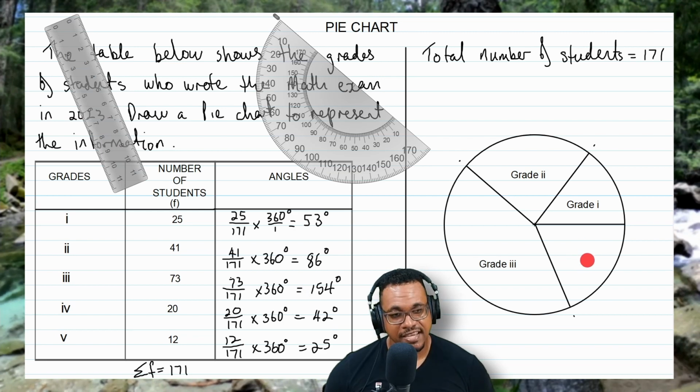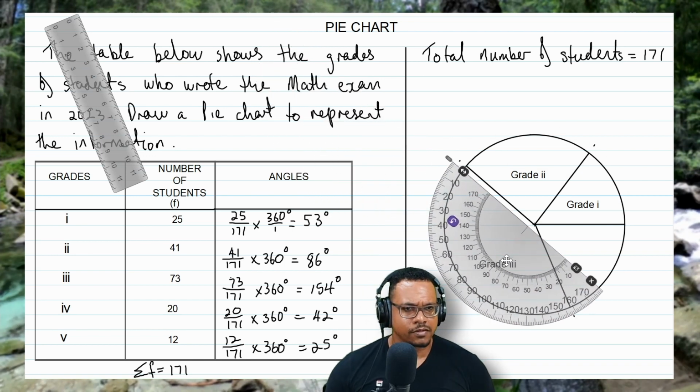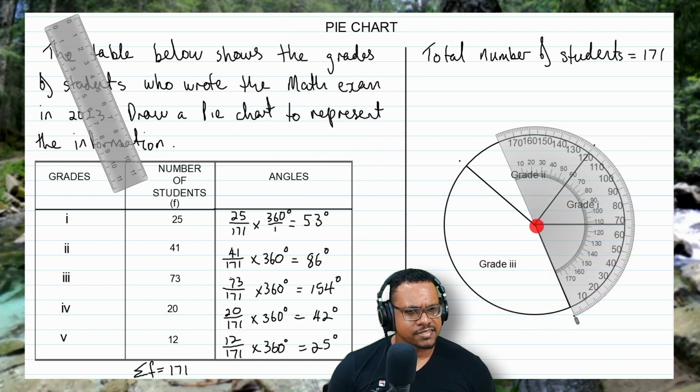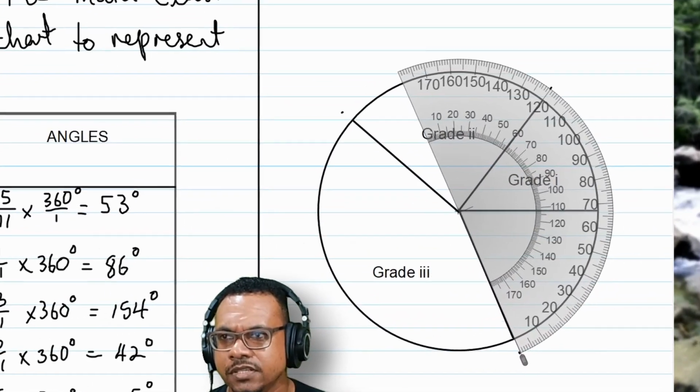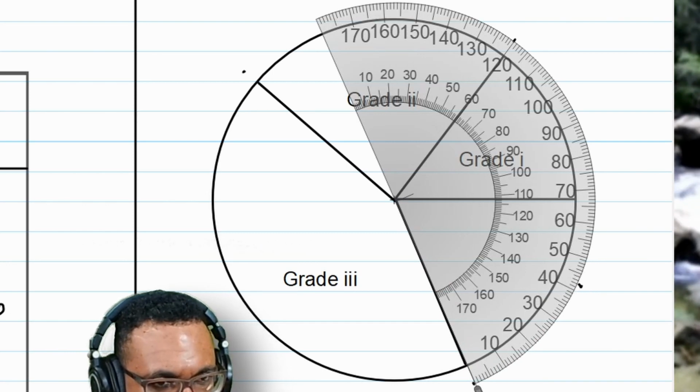So this remaining slice here has to split between grade 5s and grade 4s. So our next angle for grade 4 would be 42 degrees. So again, we place the center of the protractor at the center of the circle. The arm of this angle lines up with the 0 on the outside scale, and we're going around to 42 degrees, right? So we're going around to 40 and then counting 2 of the smallest strokes after it. And we put a little dot there.